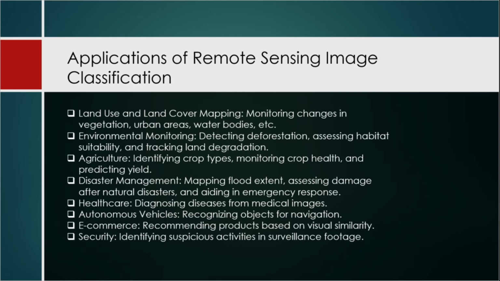Applications of remote sensing image classification include land use and land cover mapping, environmental monitoring, so detecting deforestation, tracking land degradation. Then you can also use it in agriculture, so identifying crop types, monitoring crop health, and predicting yield. Also used in disaster management or emergency management, so mapping flood extent, healthcare, diagnosing diseases from medical images, e-commerce, autonomous vehicles, and then also security. So it's used in a wide range of applications.